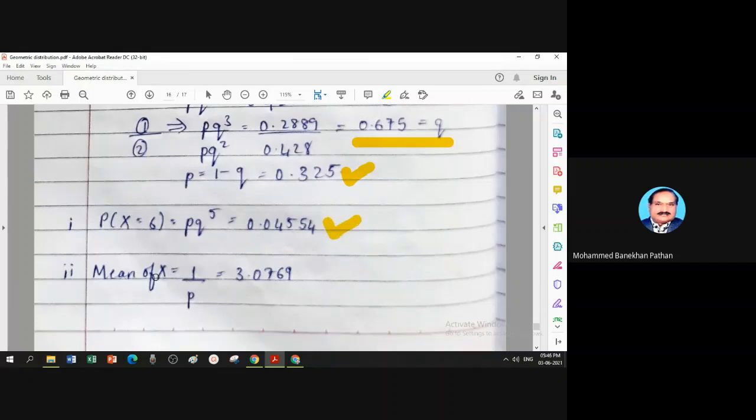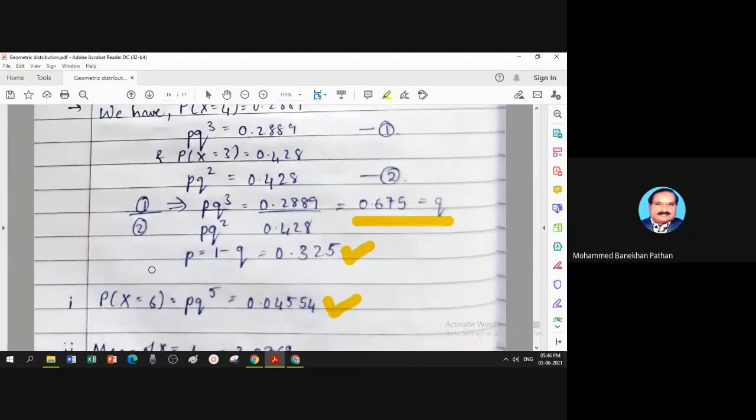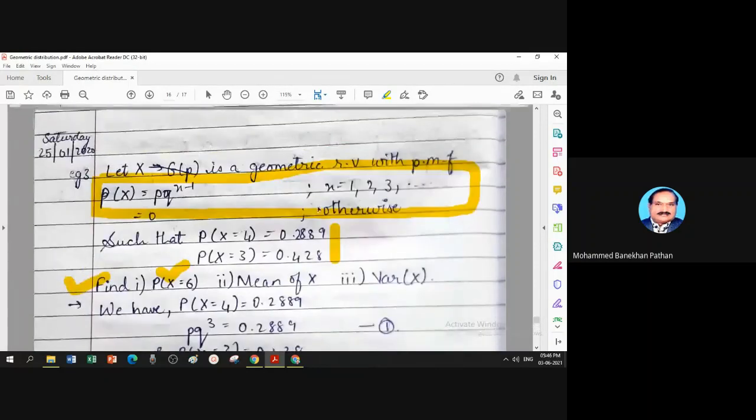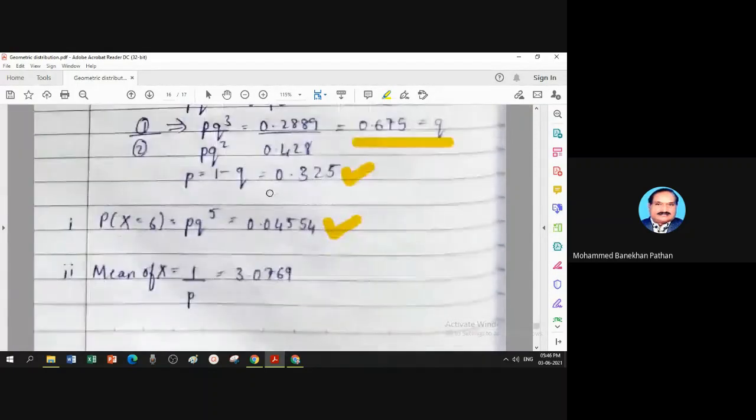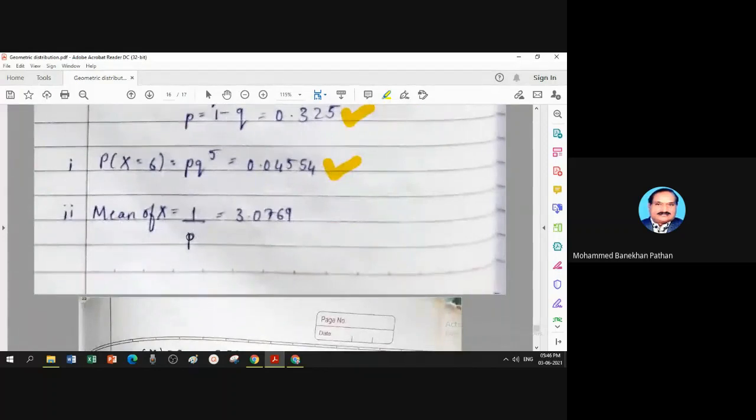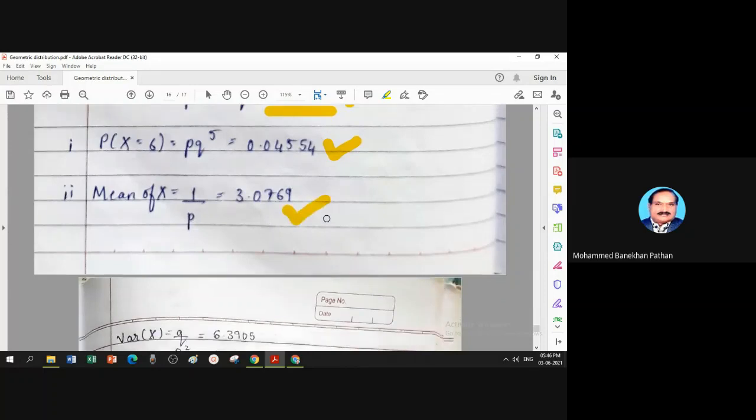What is the mean of X? Mean of X is not Q by P here. Why not Q by P? Because when X starts from 1, mean is 1 by P. And if X starts from 0, mean is Q by P. That should be remembered nicely. So for this example, mean is 1 upon P. You have knowledge of P. Replace here and solve by calculator.